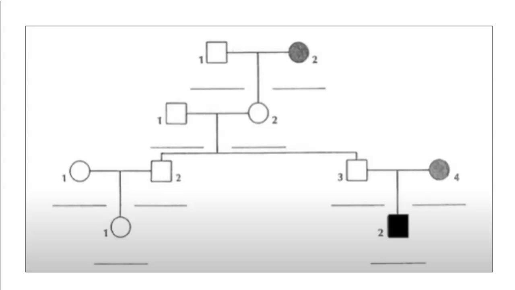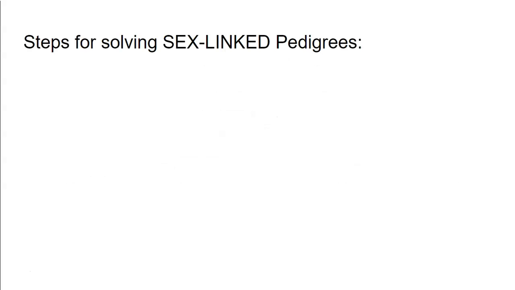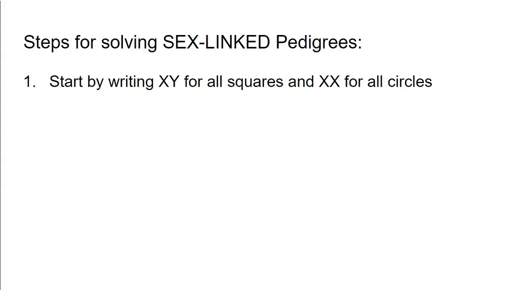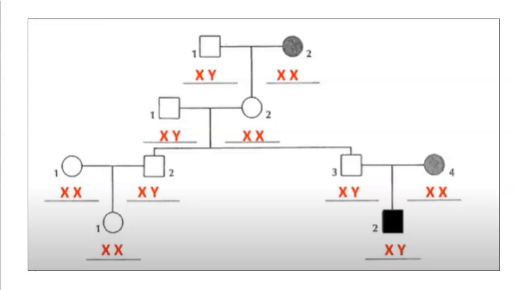So we have a set of steps for solving these pedigree problems. It's very similar to the other set of steps, but there's just a couple added things. So our steps here. First thing we're going to do, we are going to write XY for all squares because squares represent males, and then XX for circles because they represent females. And you'll remember when we were doing our sex-linked Punnett squares, we had to use XX and XY. So this should be familiar.